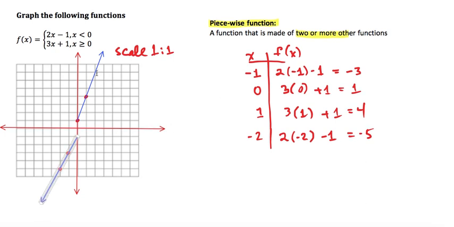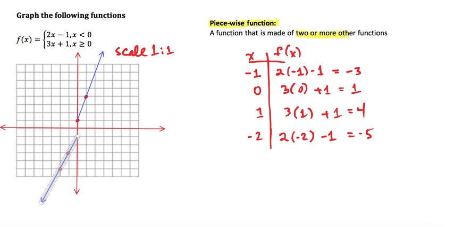So the line here on the right, that is 3x plus 1, and we can check this. This has a slope of 3 and a y-intercept of 1. The line on the left side here, on the negative side here, is 2x minus 1, so a slope of 2 and a y-intercept of negative 1.